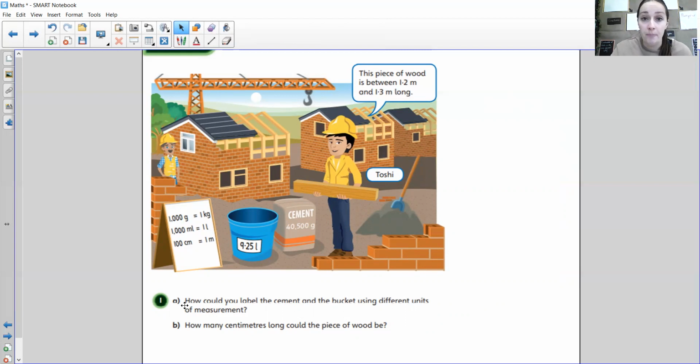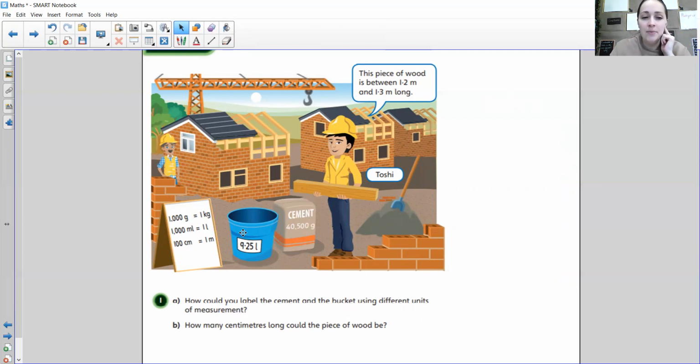Right. Number 1. How could you label the cement and the bucket, there's the bucket, using different units of measurement? Well, I'd already thought to myself that the cement was a big number for grams, and I could turn that into kilograms to make it easier for myself. So that's maybe one thing I'm going to do. What am I going to turn litres into, I wonder? Millilitres. Okay. So that's one task for you to do. So you can pause the video now, have a go at that one.